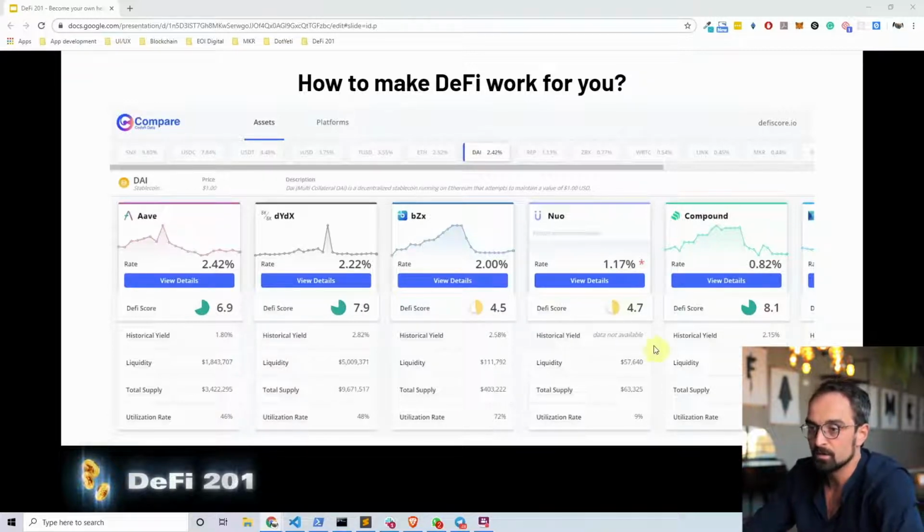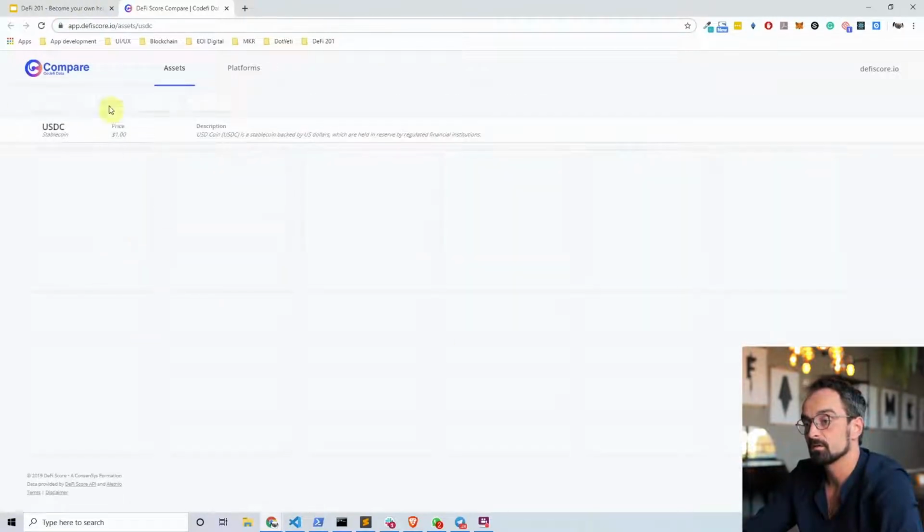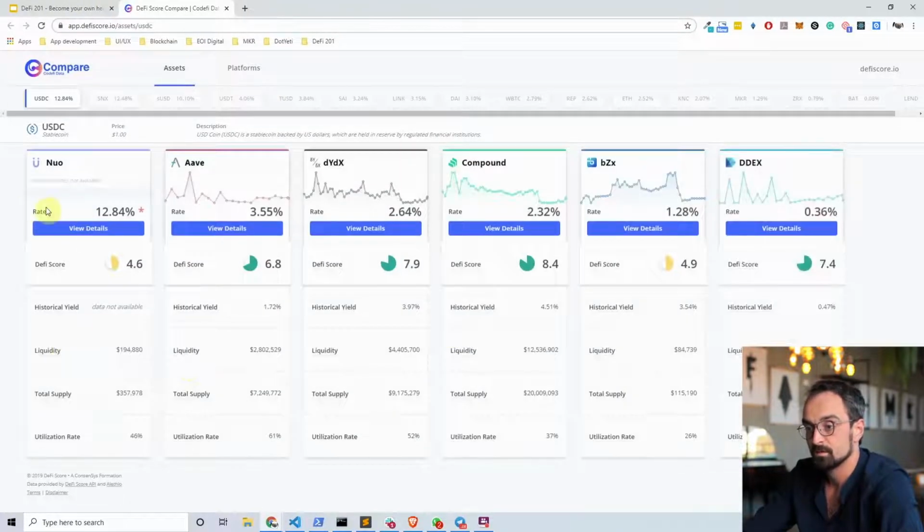If we go to compare, this is a concept actually created by Consensus. We can actually compare different protocols and different rates of yield on our stable coins.